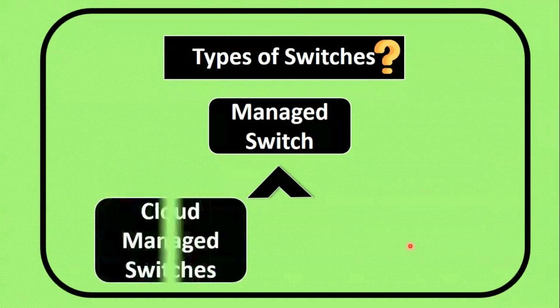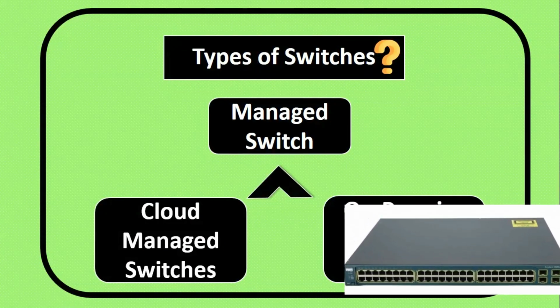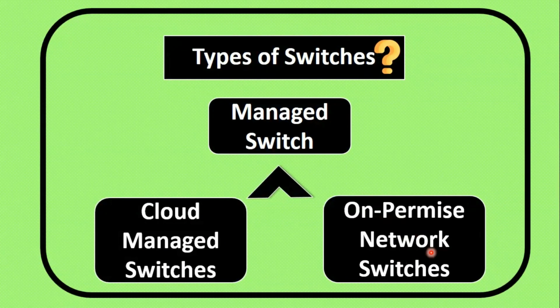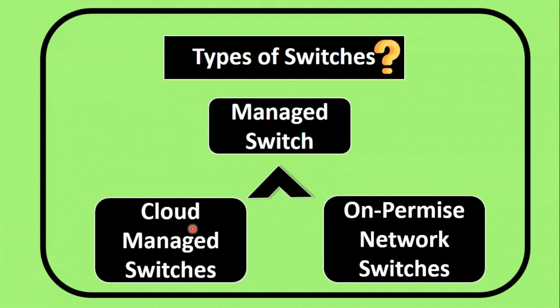Managed switches have two types. One is cloud managed switches, and the other one is on-premise network switches. On-premise network switches are generally used in enterprise solutions, like the Catalyst families. Cloud managed switches are used in SD-WAN solutions, like Cisco Meraki switches. If you would like to know more about Cisco Meraki, the video is available on our YouTube channel, and the link will be given in the description and the i-card.